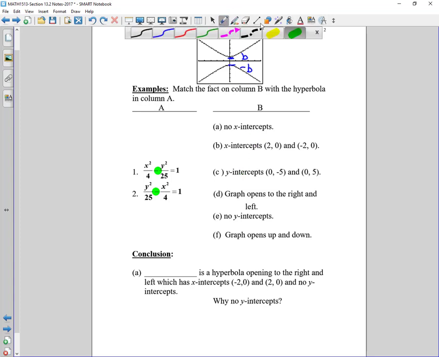Now, the next thing that you need to look at when you see this one is that you have x squared over 4 first. So immediately it should come to mind that this is the hyperbola that has two pieces, one that opens to the right and one opens to the left. So I can match it already with D, is the graph that opens to the right and to the left. So if it opens to the right and to the left, it will miss the y-axis completely. So it does not have y-intercepts.